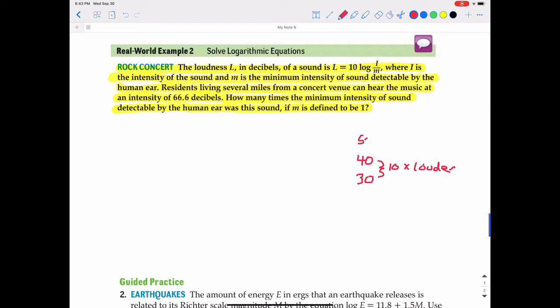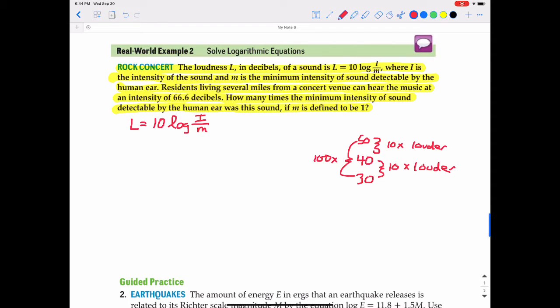So when you go to a 50, that is 10 times louder than a 40. And 40 is 10 times louder than a 30. That means a 50 is actually 100 times louder than a 30. And that's the way the decibel scale works. So what we're trying to figure out is how many times the minimum intensity of sound is 66.6 decibels. Using the formula they give us, L equals 10 log I over M, notice that the log does not have a little base next to it, so that means this is automatically a log of base 10.